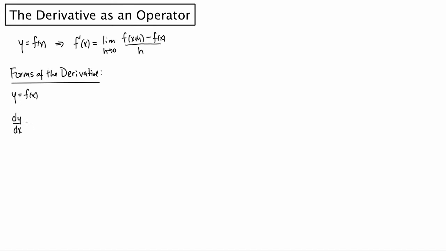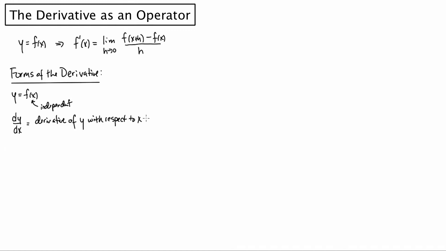So let me go ahead and write that out. This is the derivative of y with respect to x. And so we know that x is the independent variable. And so one of the things you look at with this particular form is you're taking the derivative with respect to the independent variable, but the output is the dependent variable y.